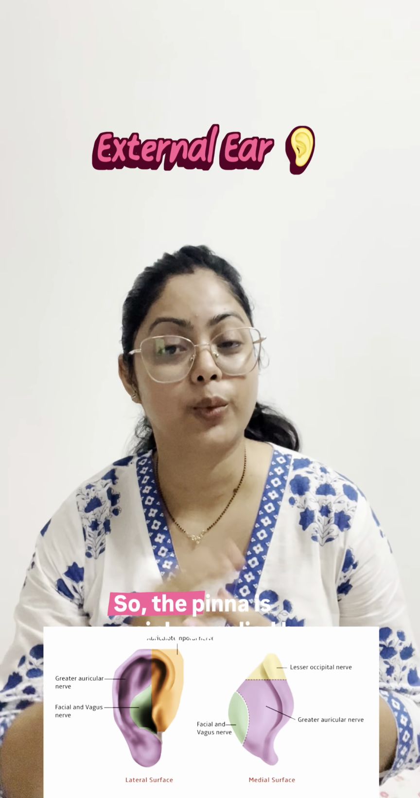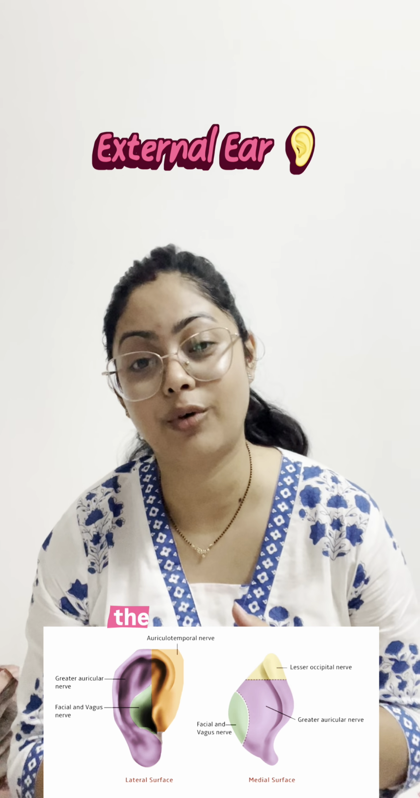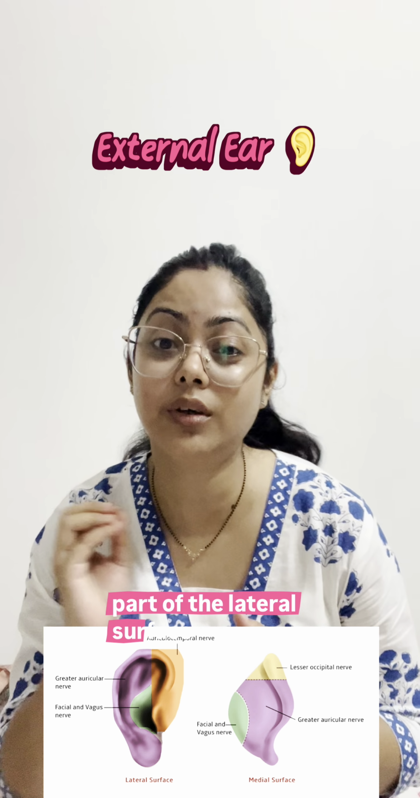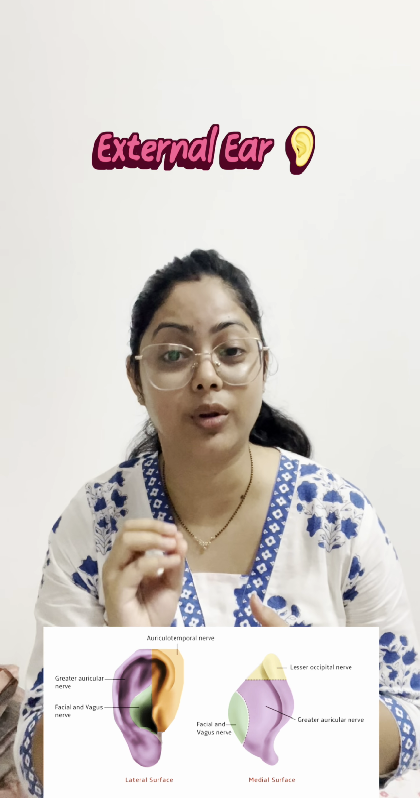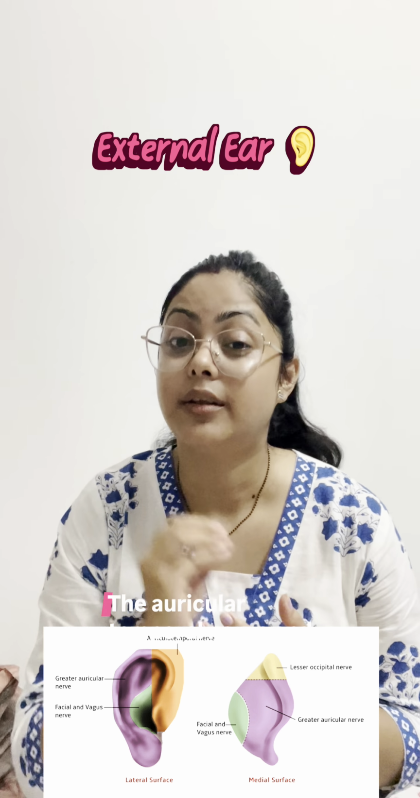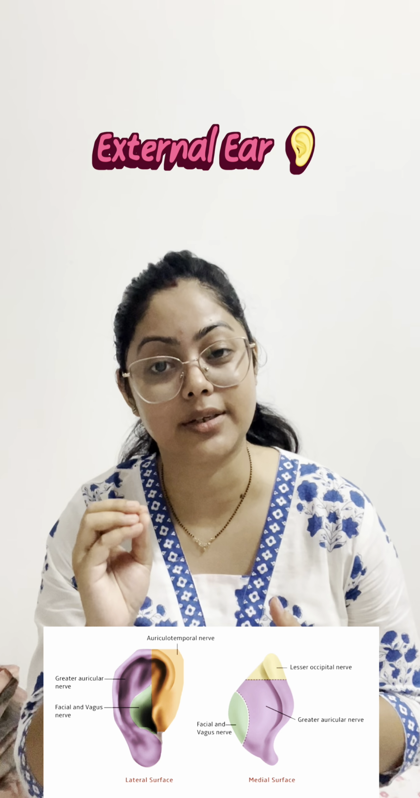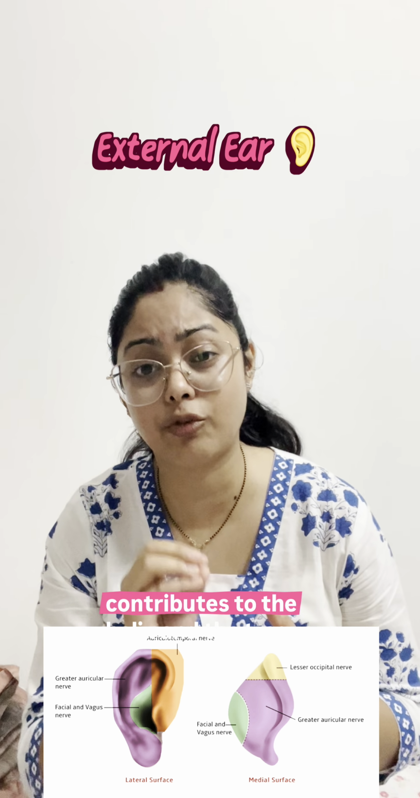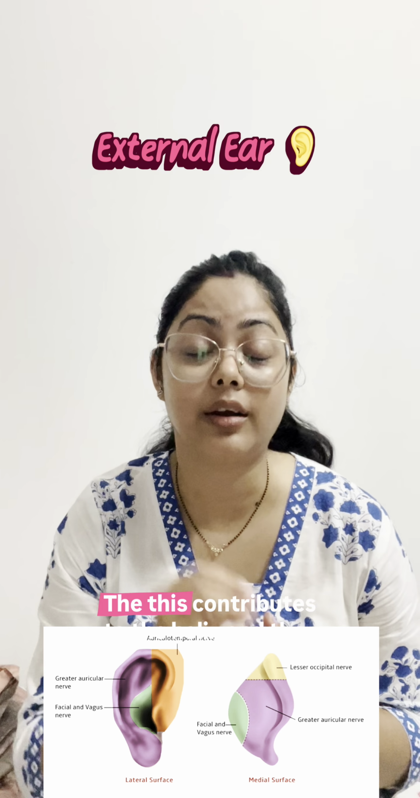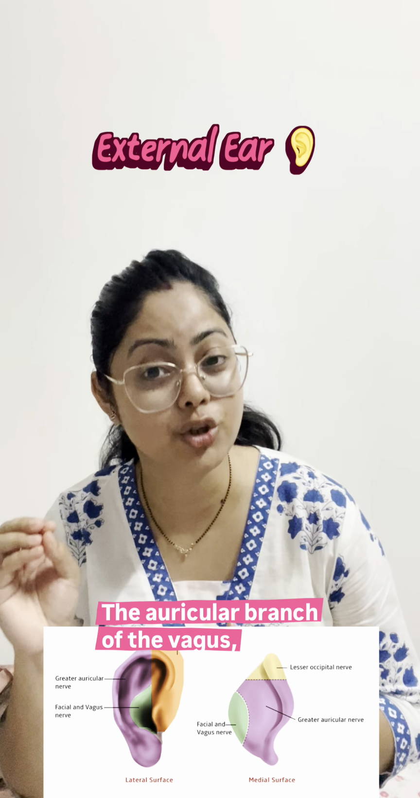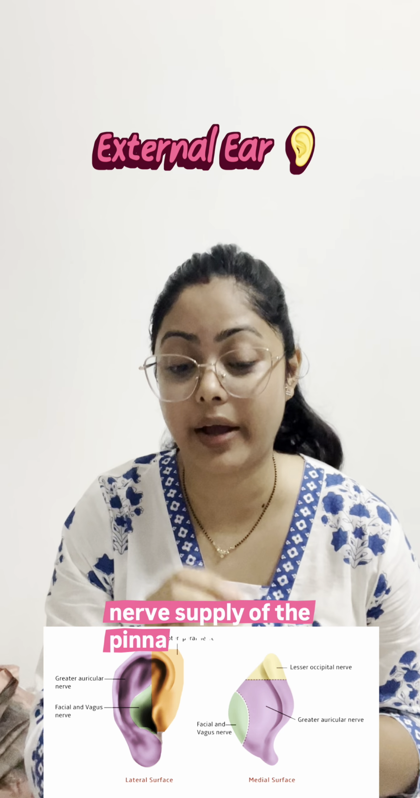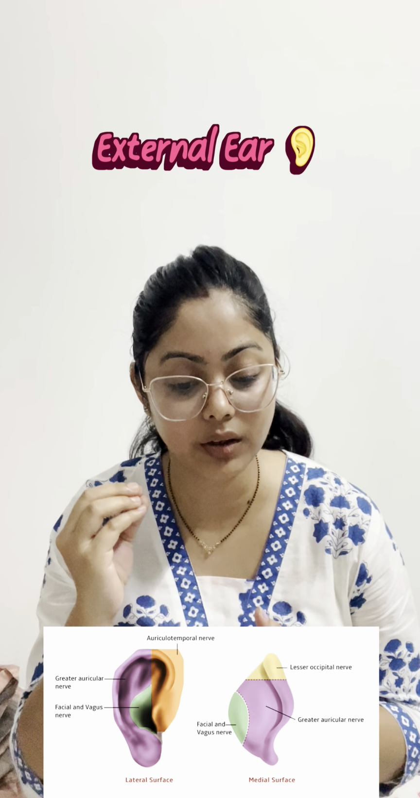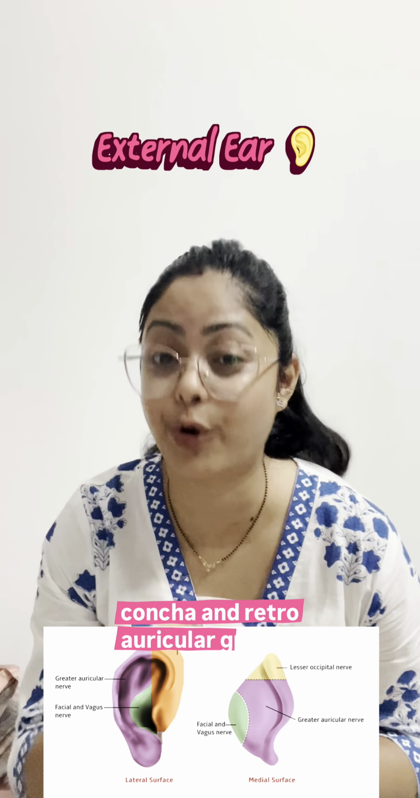However, we need to know that the middle fibrous layer is not so well organized in the pars flaccida. Now, the nerve supply of the pinna. The pinna is mainly supplied by the greater auricular nerve on the lateral surface and the posterior part of the medial surface. Plus, the pinna is also supplied by the lesser occipital nerve on the medial surface in the superior part. The auriculotemporal nerve mainly contributes to the helix and the tragus. The auricular branch of the vagus, which is Arnold's nerve, and the facial nerve both contribute to the nerve supply of the pinna in the concha and the retroauricular groove.